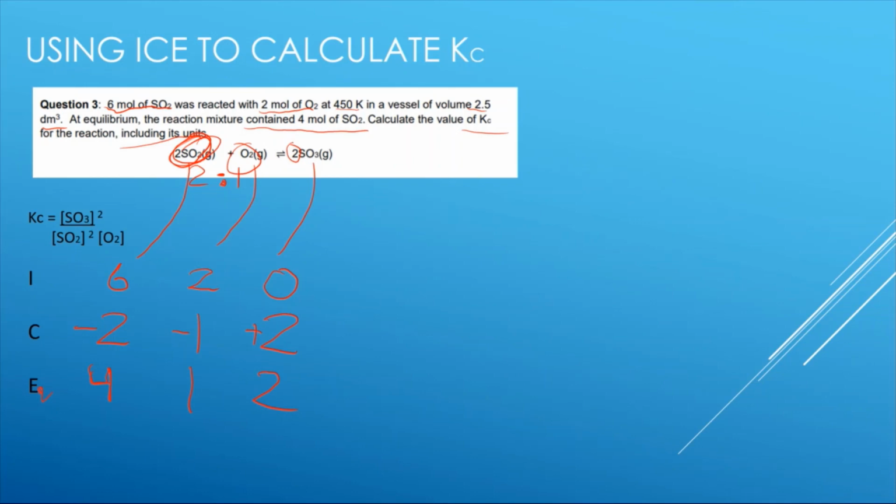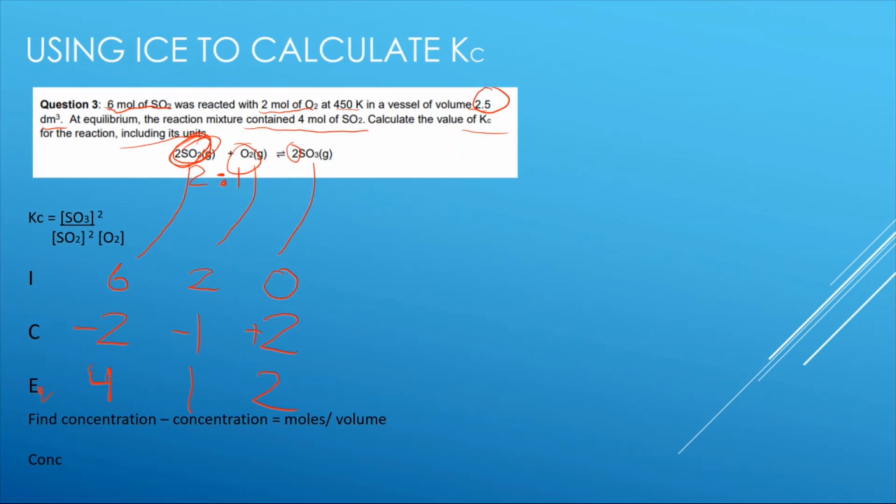But this is the number of moles each of them has at equilibrium. But now we've been told that the volume is 2.5 decimeters cubed. So all we have is the moles, but we don't have the concentration. And for Kc, we need the concentration, not the moles. So then we need to find the concentration, and this is where we need the equation: concentration equals moles divided by volume. So I would need to calculate concentrations for each of them. I've got the moles for each of them, and I have the volume which has been provided in the question, which is 2.5. So I just divide all of the moles by 2.5.